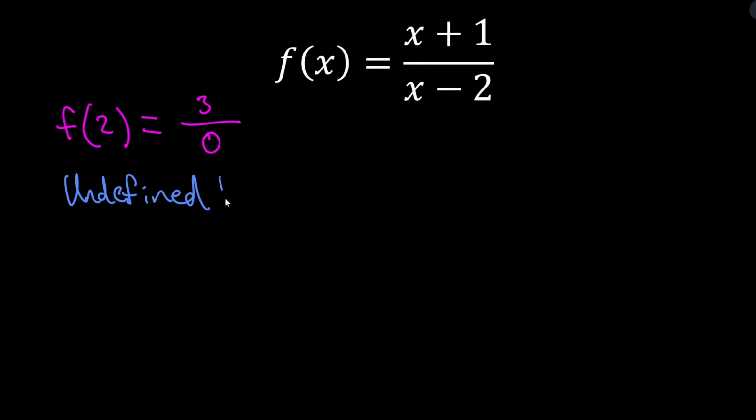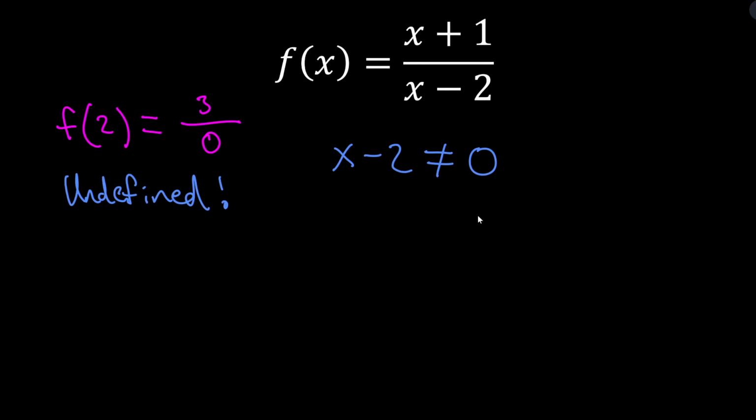Undefined. So what we just found was a number that we could plug in as an input, but it didn't produce a real number output. Undefined is not a real number. It's not a number at all, right? So 2 cannot be in the domain of this function. And in general, one way to think about this is nothing that makes the denominator 0, because remember, a fraction is like division, nothing that makes the denominator 0 can be in the domain of this function, right?